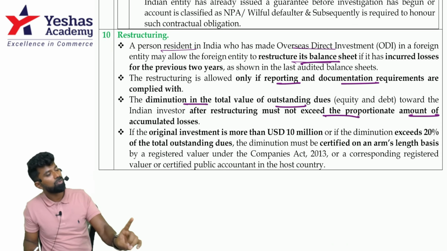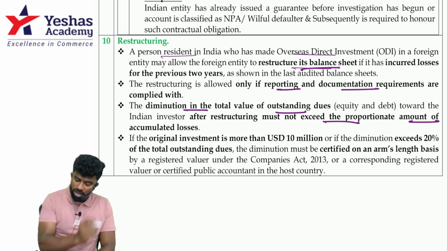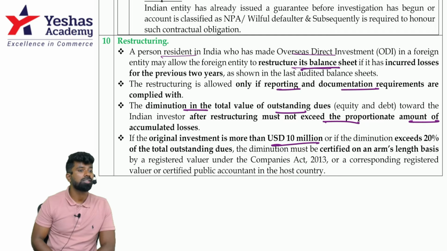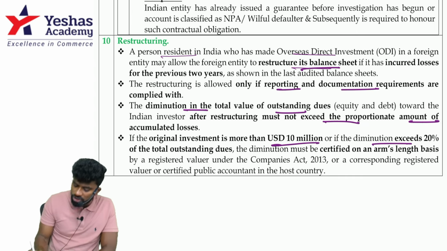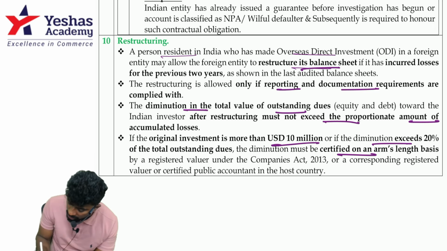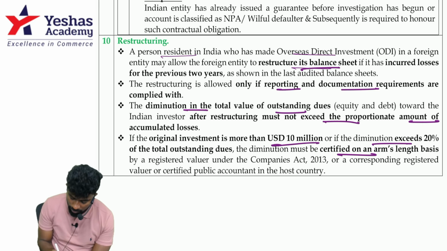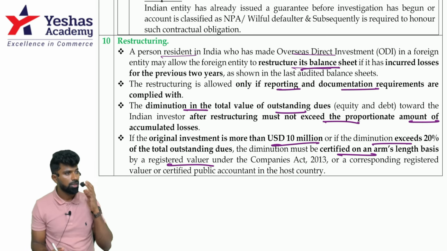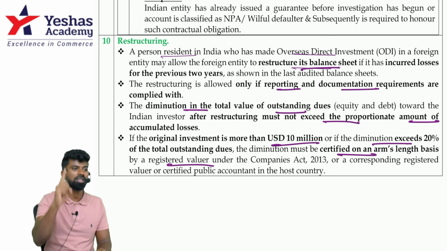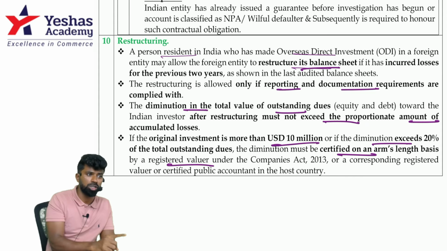Only after complying with what requirements? Reporting requirements. If the original investment is more than how much? 10 million. Or if the diminution exceeds 20% of the total outstanding dues, the diminution must be certified on an arm's length basis by a registered valuer. He has to give a report saying whether that revaluation or restructuring is in accordance with the law or not.